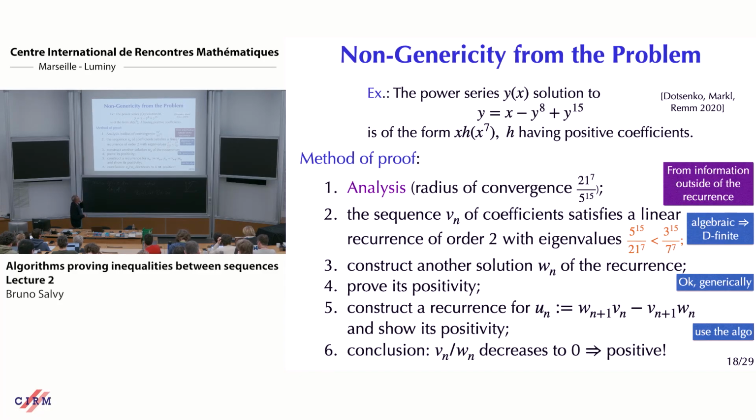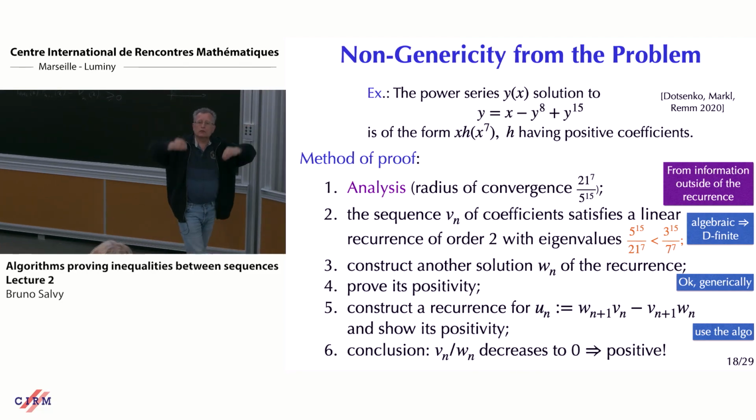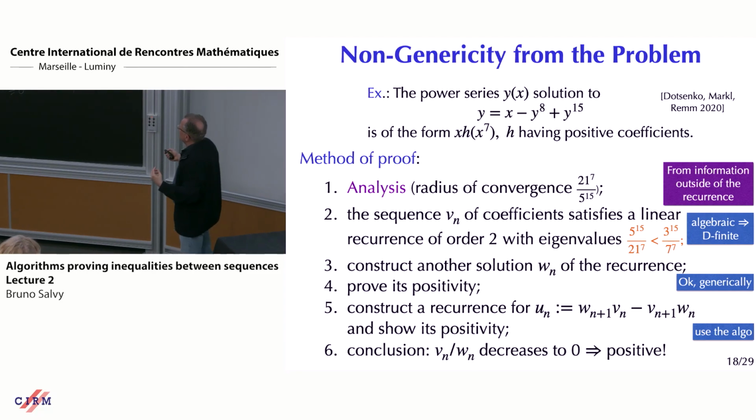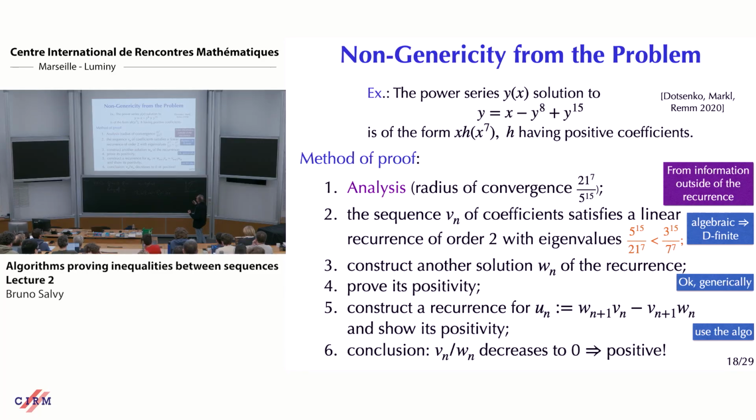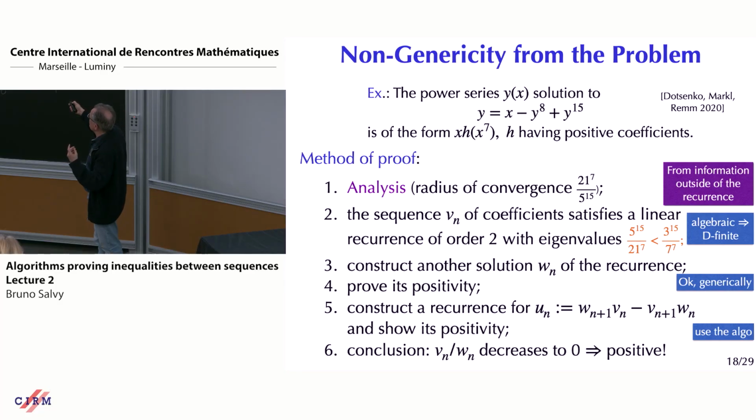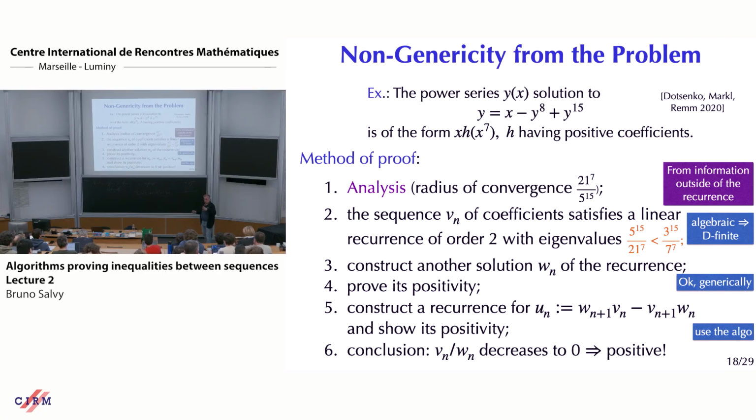Then it's easy to construct a recurrence for this. For that, I think Anastasia mentioned that if you have an algebraic power series, it's D-finite. So you get a linear differential equation from the polynomial, and from there you get a recurrence. It has order 2. And then from the recurrence, you can look at the eigenvalues, and you get 2 eigenvalues, the inverse of the radius of convergence, but a larger one. So you know, because of the exterior analysis, that you are in a non-generic situation. So you are in the bad hyperplane.